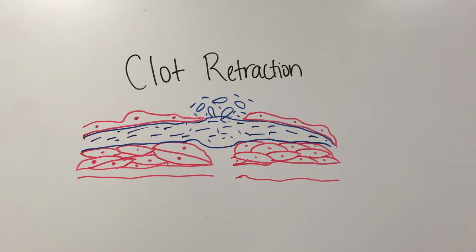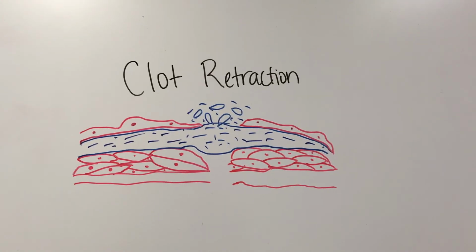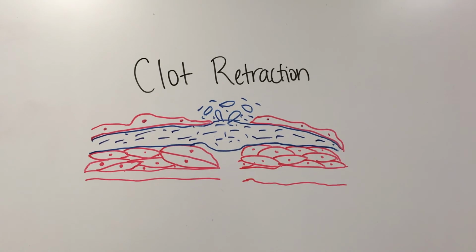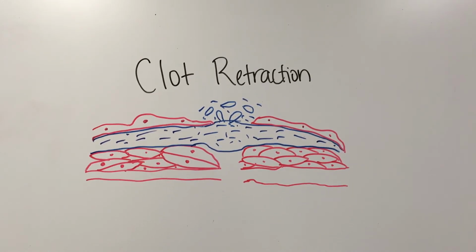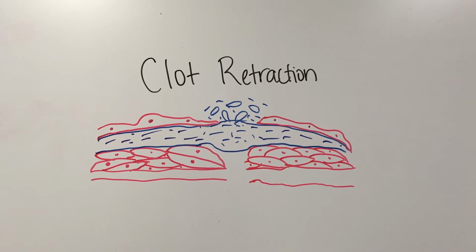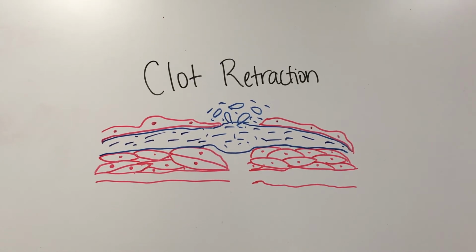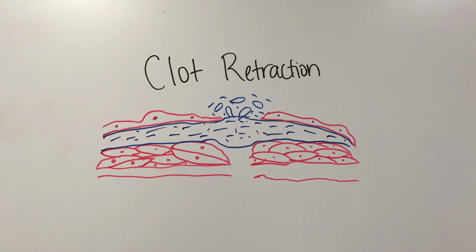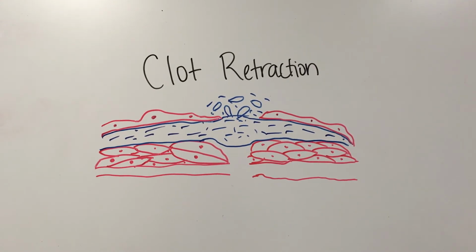Clot retraction is a process that reduces residual bleeding and stabilizes the injury site by pulling the torn edges of the vessels closer together. This in turn reduces the size of the damaged area, making it easier for fibroblasts and smooth muscle cells to complete repairs. This then leads us to our last topic, fibrinolysis.